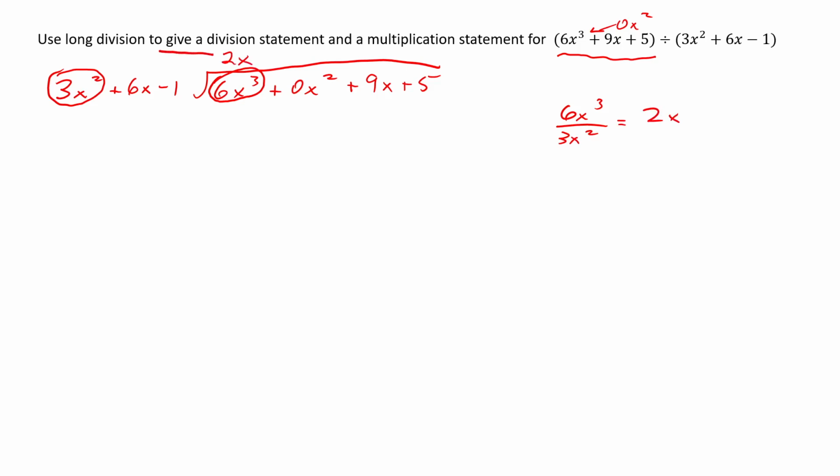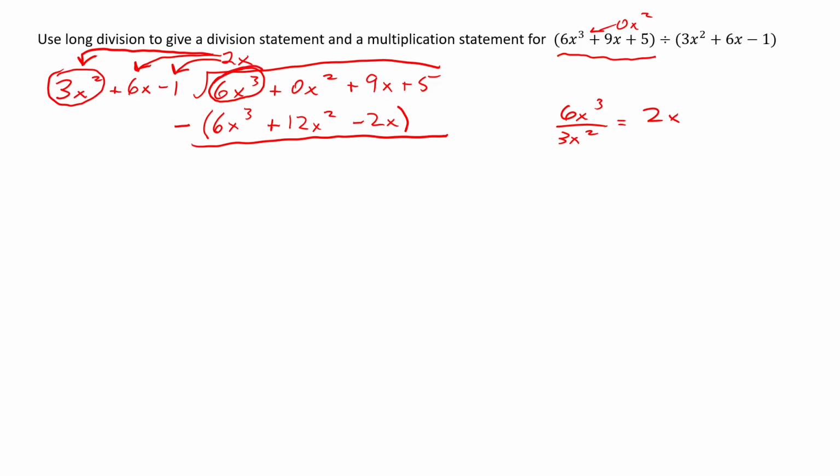Now what I do is I take that 2x and I distribute it to the 3x squared, but then also to the 6x and to the negative 1. So 2x times 3x squared is 6x cubed. 2x times 6x is positive 12x squared. And 2x times negative 1 is negative 2x. Now, what I want to do is subtract one row from the other. I'm going to put brackets around this expression and put a minus sign there.